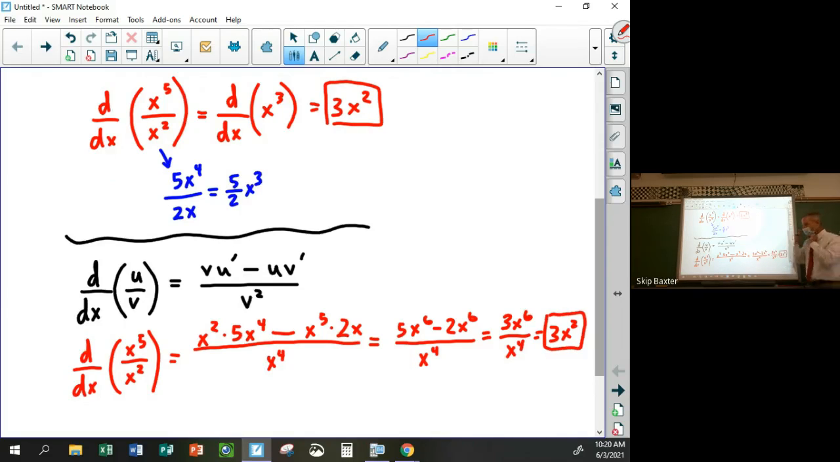But again, don't get stuck on, well, why didn't we just do it that way every time? Because there's going to be certain types of functions that you can't avoid using this process. Okay?